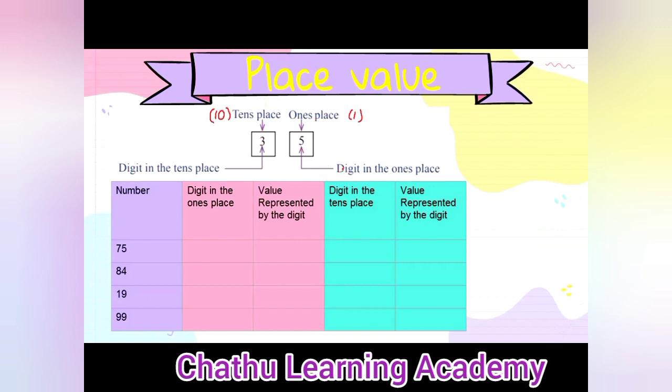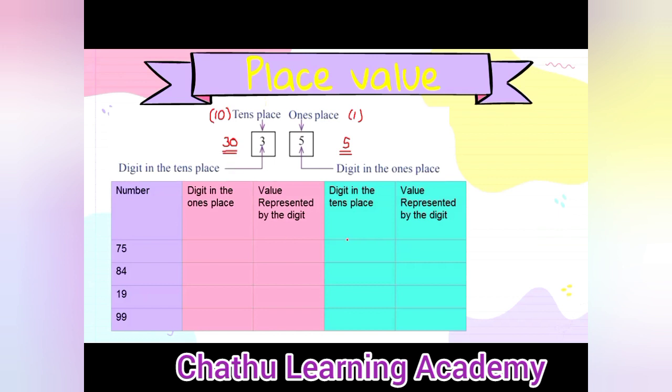Then can you tell me the value represented by this digit? It is 5 into 1, which is equal to 5. This is the value represented by the digit in the ones place. And what is the value represented by this one? Here 3 is in the tens place. Then 3 into 10 is 30. The value represented by this digit in the tens place is equal to 30.